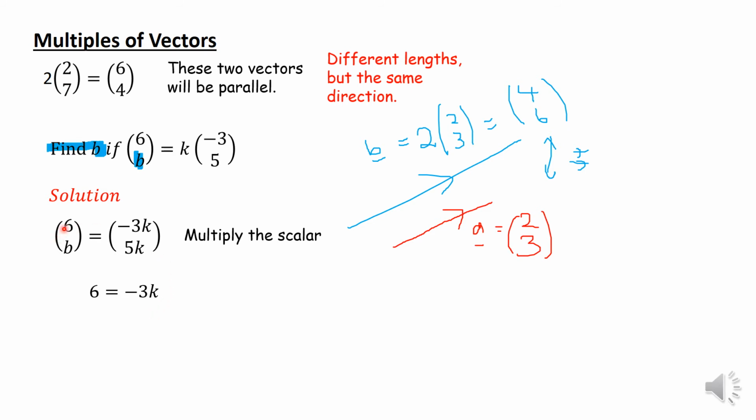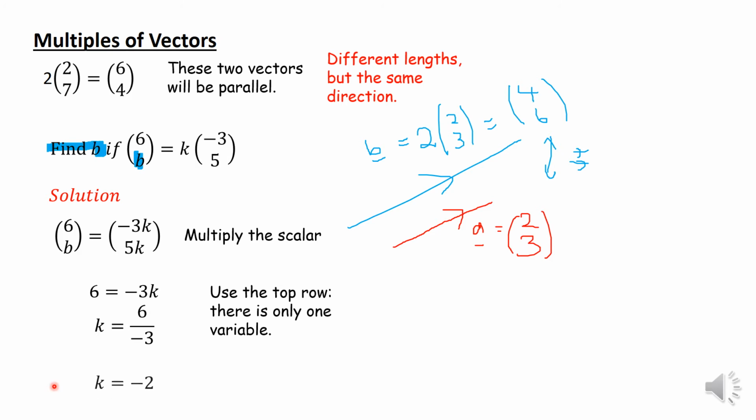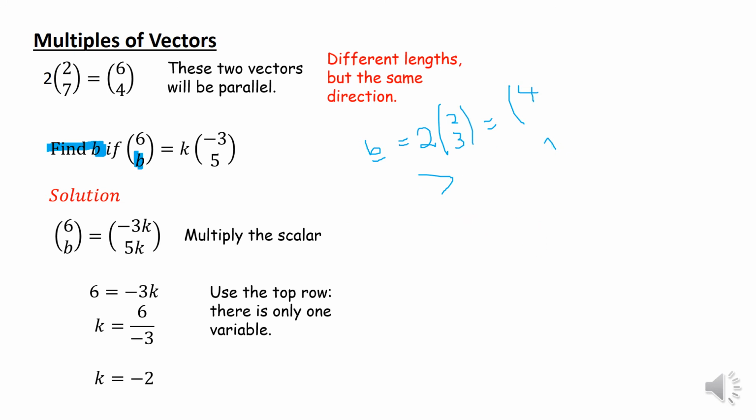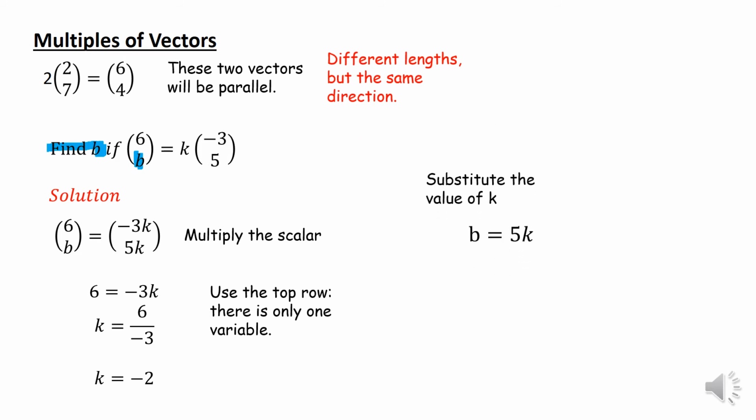And when I do that, the 6 equals negative 3k, I can actually calculate the value of k. Now that I have the value of k, I can go back and do some substitution. That substitution is going to be in the one on the bottom, for me to be able to find that missing one here. So I'm going to take my value of k that I know. So this is b equals 5k. The value of k is negative 2, and therefore b equals negative 10.